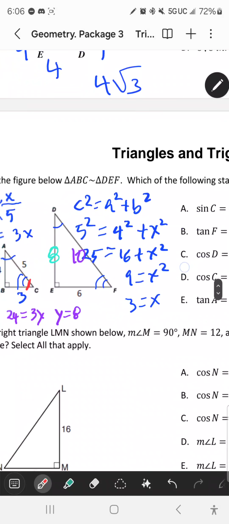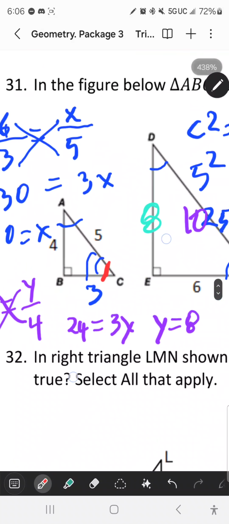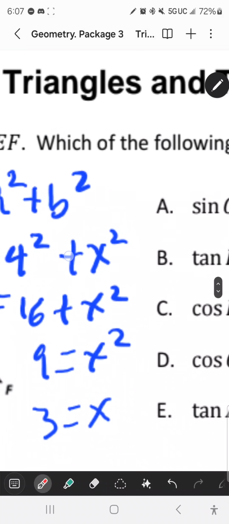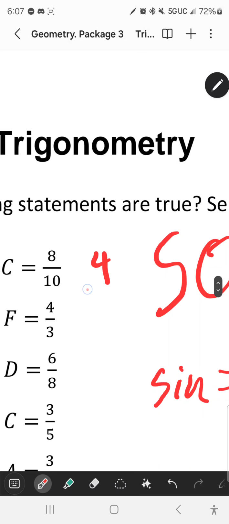So if I'm looking for the sine of an angle, I will say, okay, sine will be the opposite, the line opposite to the angle. So opposite, which in this case is 4, over hypotenuse. The hypotenuse is the big line opposite to the 90 degree angle. So in this case 5. So it will be 4 over 5.